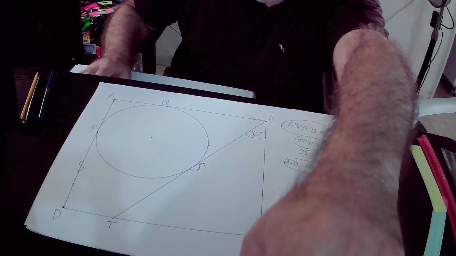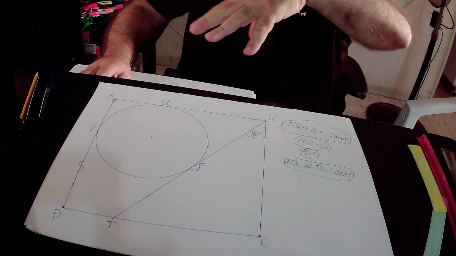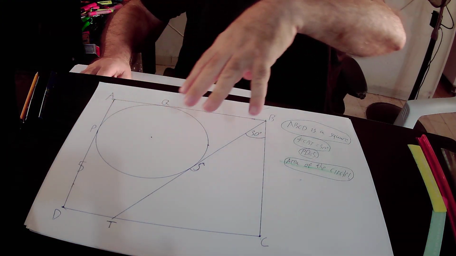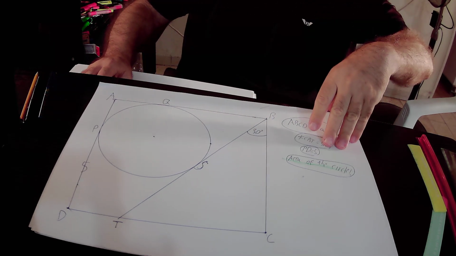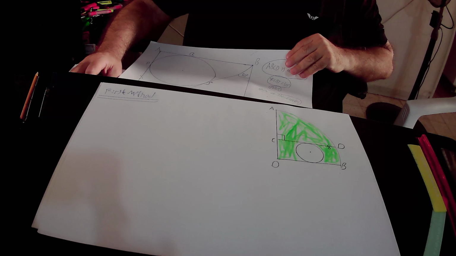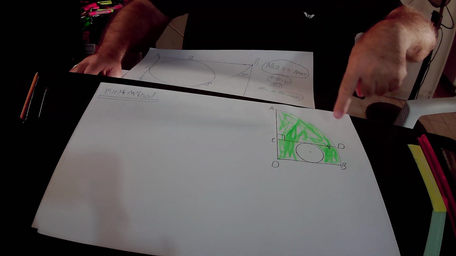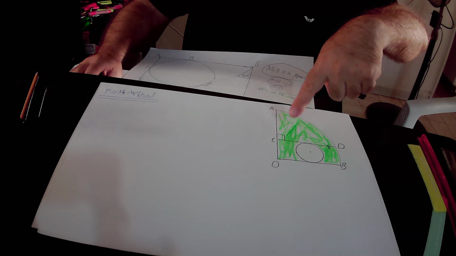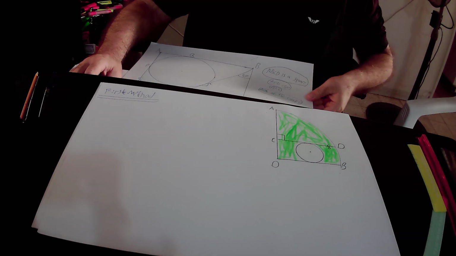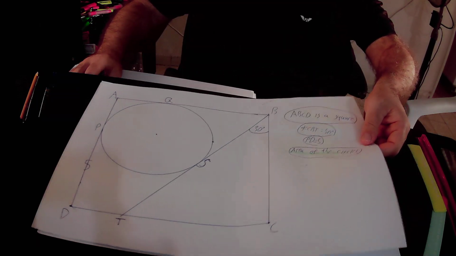Hello, in this lecture we'll answer two questions. In the first question, we'll find out the area of this circle that is inside square ABCD. And in the second question, we'll find out the value of the area of the green shape that is inside the quarter circle. We'll start with the first question.